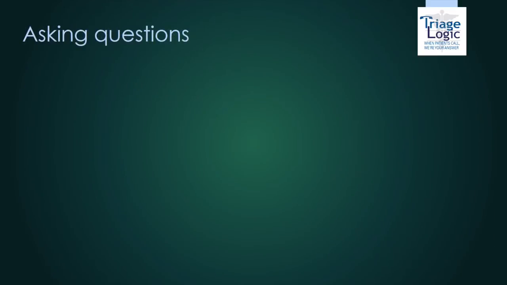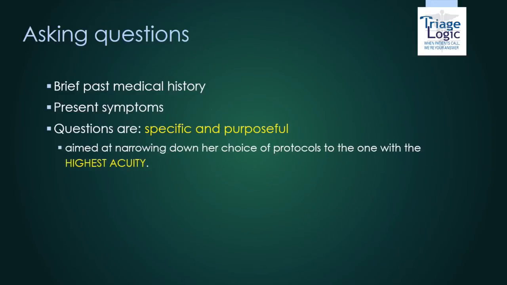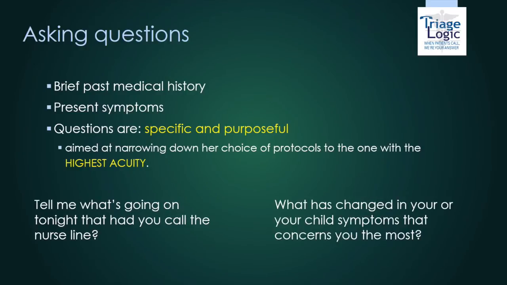After ruling out any life-threatening emergencies, the nurse will begin by asking a series of questions to elicit a brief past medical history and what symptoms the patient is experiencing now. This information will help the nurse narrow down the search for which protocol she's going to use. She should ask questions like, "Tell me what's going on tonight that had you call the nurse line," or "What has changed in your or your child's symptoms that concerns you the most?"